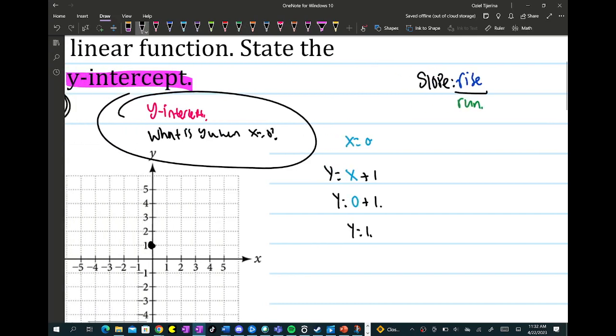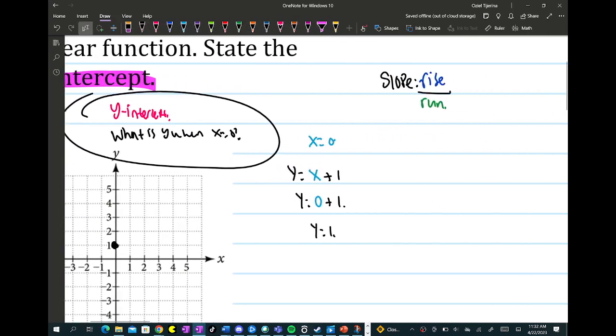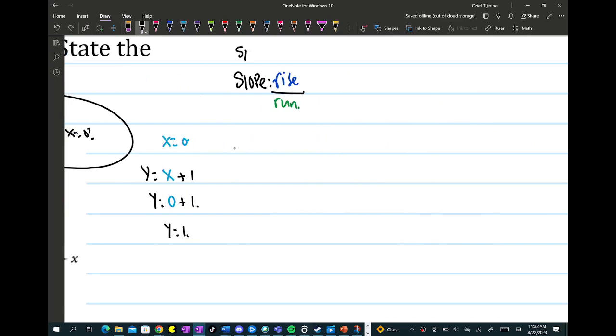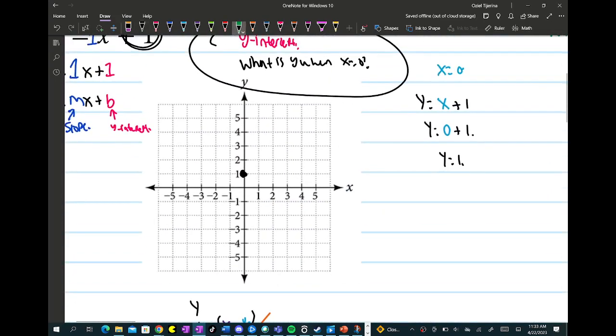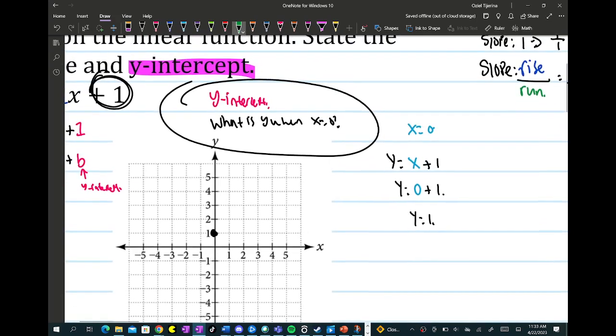So for example, if my slope is 1, I know this equals 1 over 1. This is basic arithmetic. So for my rise, I'm going to put 1 here, and for my run, I'm going to put 1 down here. That means I'm going to go up 1 unit from the y-intercept, and then over 1. And that'll take me to the next point.